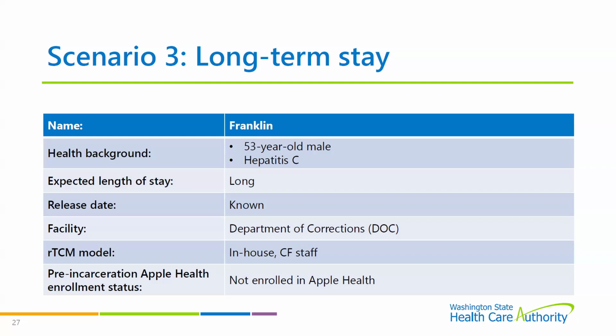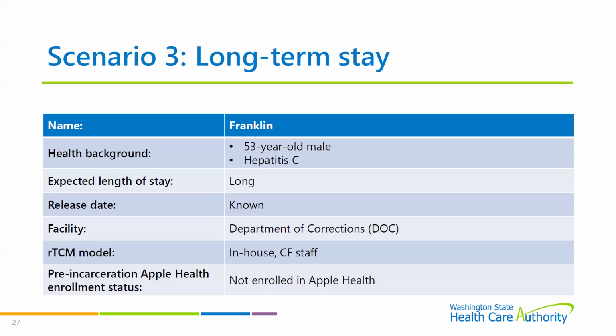So in this long-term scenario, we have Franklin. He's a 53-year-old male with hepatitis C. He's expected to be in jail for a long time. His release date is known in this situation, and he is in a Department of Corrections facility. But again, any one of these scenarios could be in any facility. DOC has short turnarounds at WCC as well. They have violators that come in and out of their facilities as well. So they have those short-term stays, and those long-term stays do happen in those county jails, and we know that.